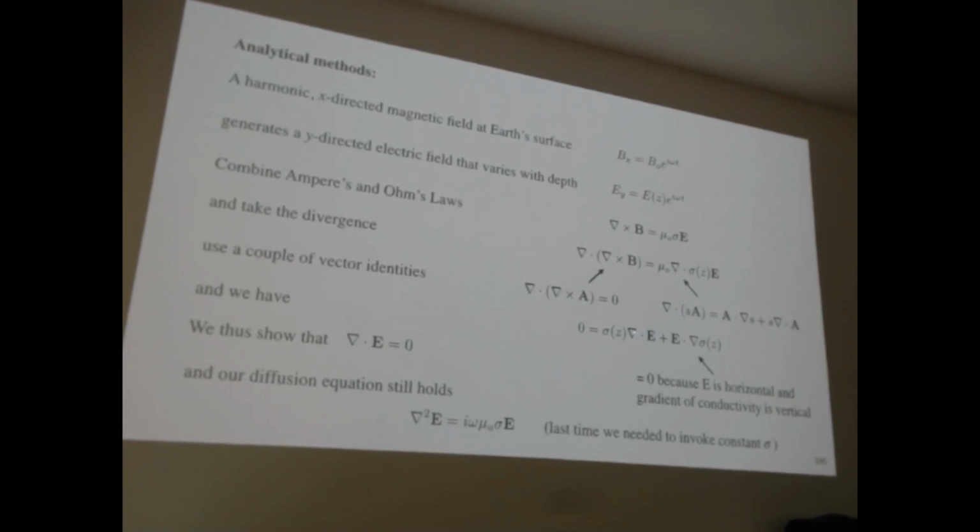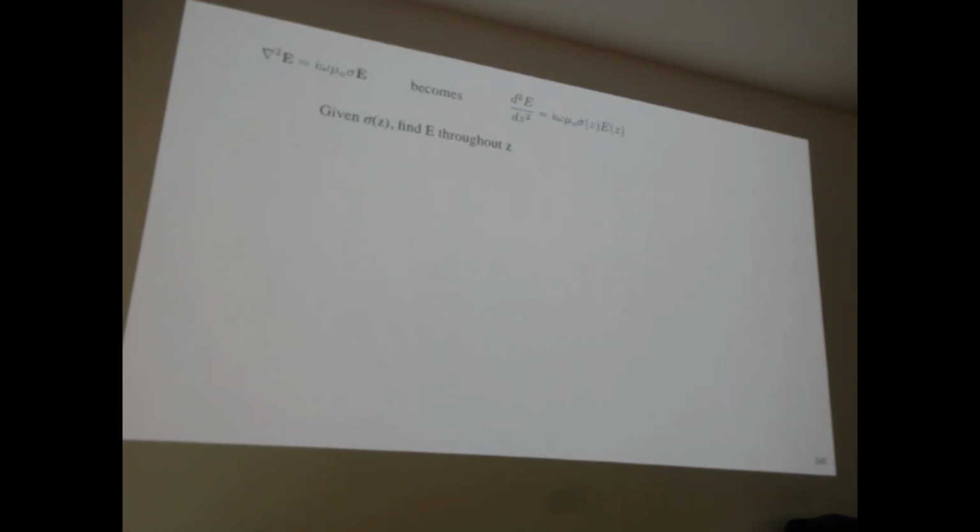We've already shown that this can go to 0, and because E is just horizontal and the gradients in conductivity are vertical, our diffusion equation still holds. Now, last time for the electric field, to make the diffusion equation work, we had to show that the divergence of E was 0 by keeping the conductivity constant. Now we're going to invoke the fact that the horizontal electric field times the vertical variations in conductivity is also 0, and that gets our diffusion equation back.